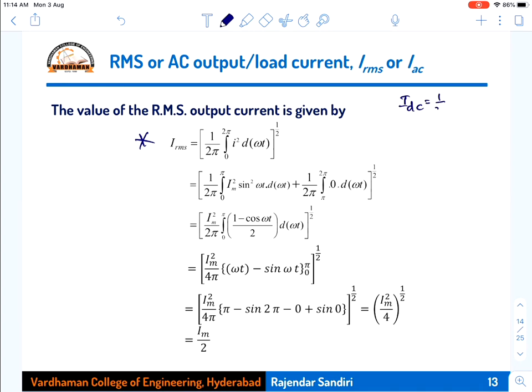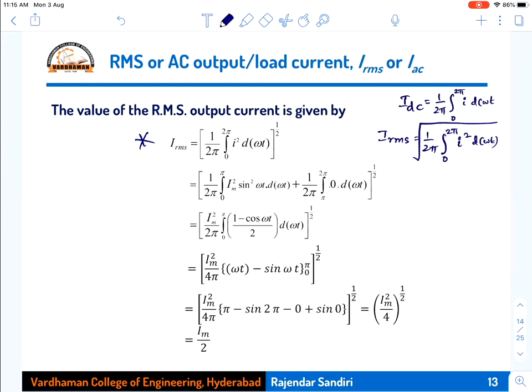IDC is equal to 1 by 2 pi integral 0 to 2 pi I d of omega t, whereas IRMS is equal to 1 by 2 pi integral 0 to 2 pi I square d of omega t, and the entire thing will be a square root, or we can put an overall whole power of 1 by 2, either of these. Now what is I again? You have to separate the limits from 0 to 2 pi. We have to write 0 to pi separately and pi to 2 pi separately, because the value of I will be different from 0 to pi and pi to 2 pi.